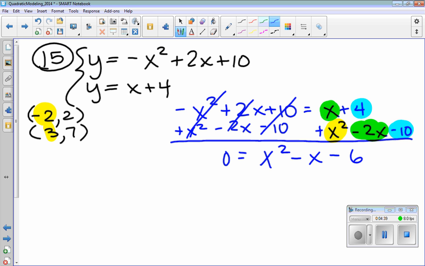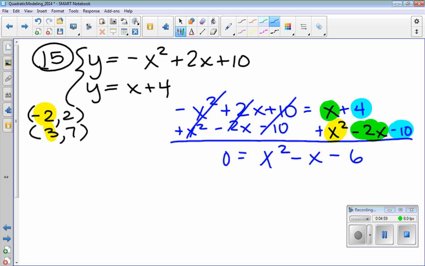So at this point, I want to factor. I'm looking for the 2 numbers that multiply to be negative 6 and add to be negative 1. And here's where what Alexis suggested really comes into play. If I know the answers ahead of time, because I checked it on my graph to start with, I know that I'm going to be using 2 and negative 3.